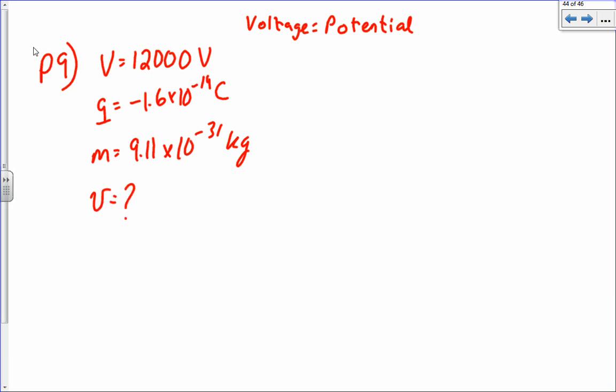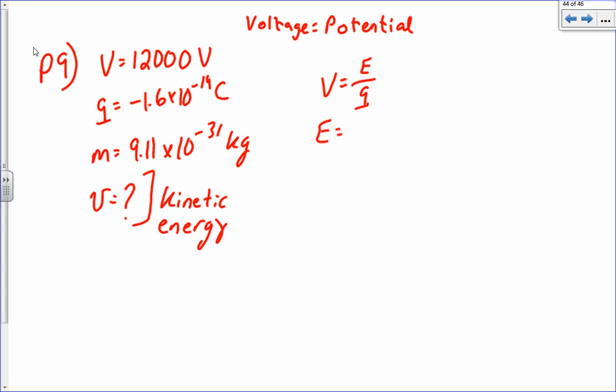What is its speed? When you see this, you should think kinetic energy. When I put this electron through a certain potential of 12,000 volts, it gains energy. And that potential energy is converted into kinetic energy because it begins to move. I want to figure out how much energy it has, and then I can find the speed. So I can first find the energy. V is the energy per unit charge.